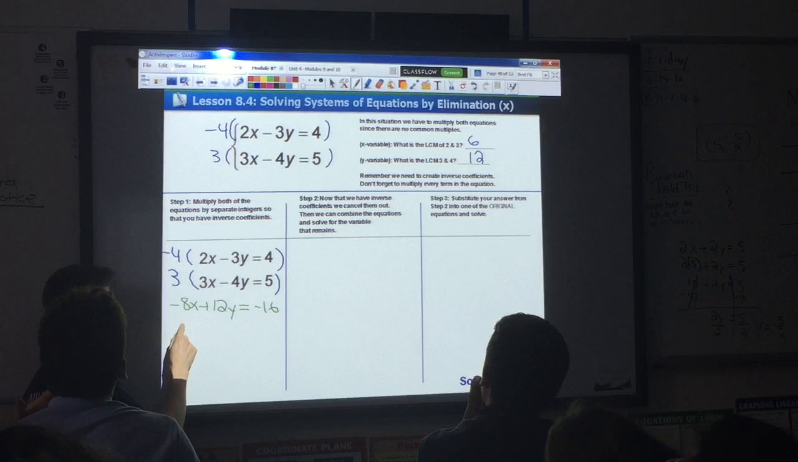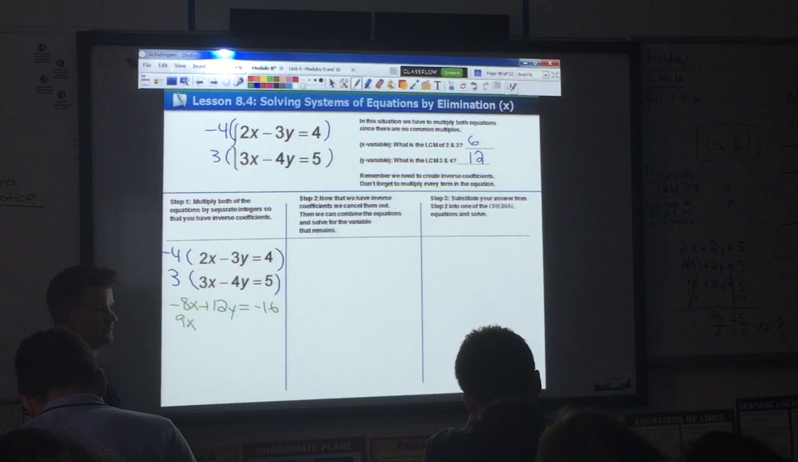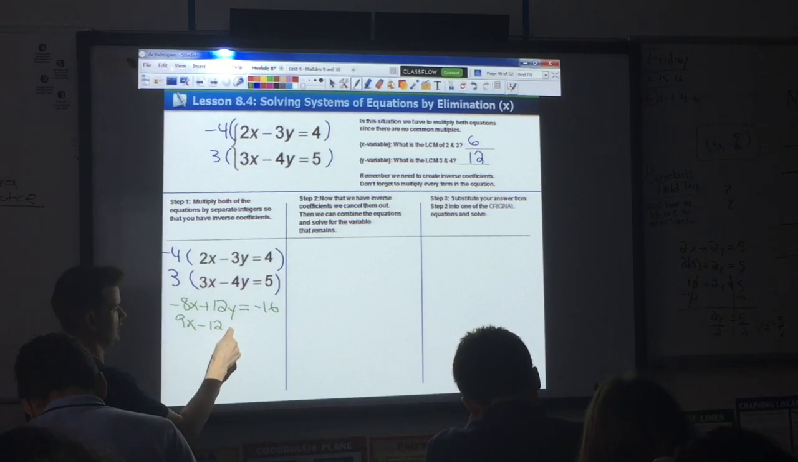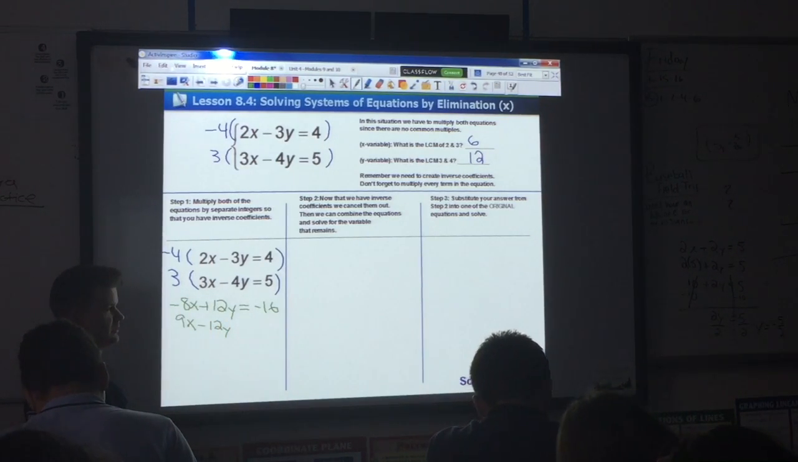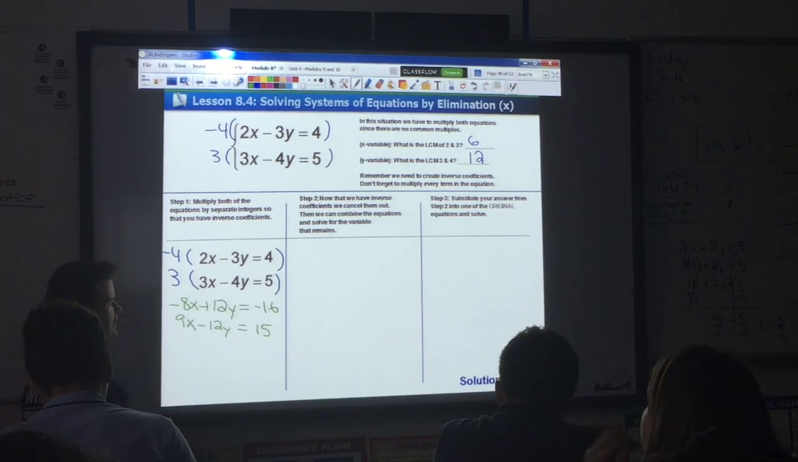3 times 3x gives me? 9x. 3 times negative 4y gives me? Negative 12y. And 3 times 5 gives me? 15. Boom. I have now created my inverse for y.